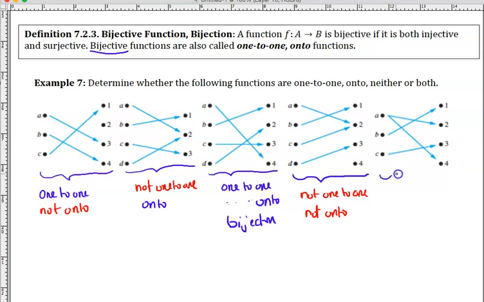Now let's look at the last one. I noticed that this is not a function at all because of that a. So you don't want to call it one-to-one or onto because it's not a function. It's not a function because a is associated with two y values. It breaks that condition number 2.